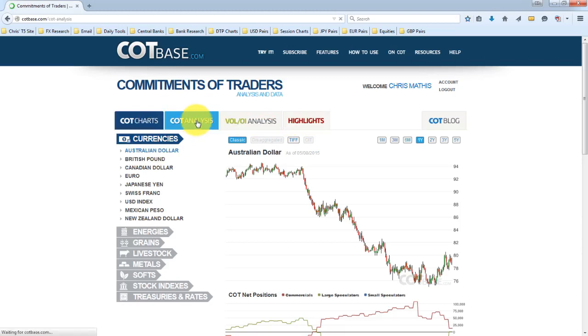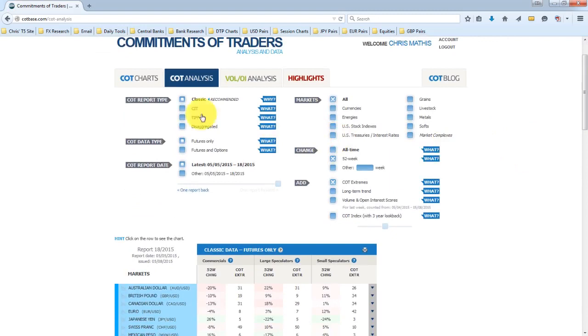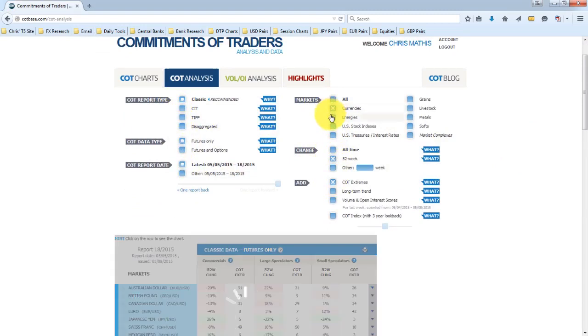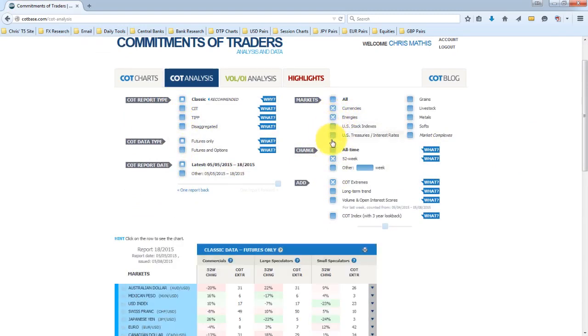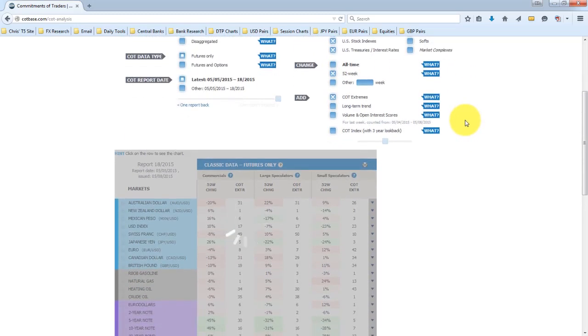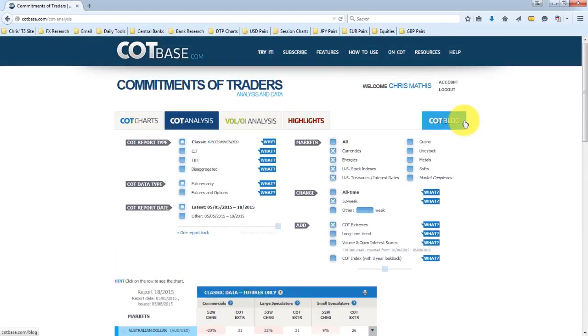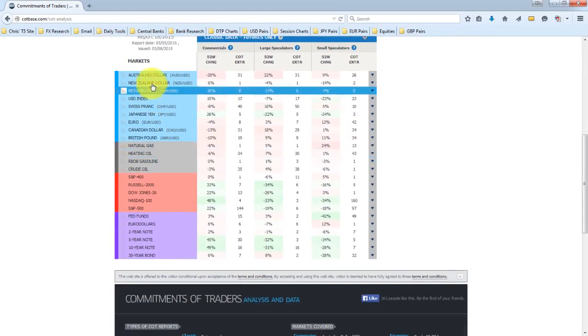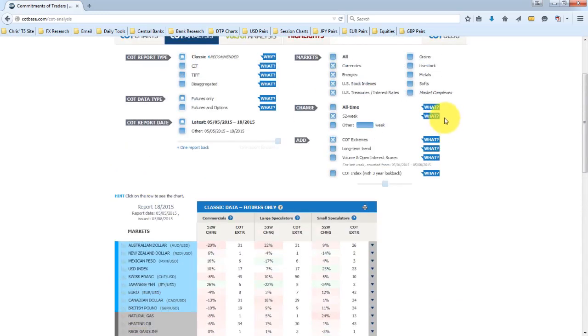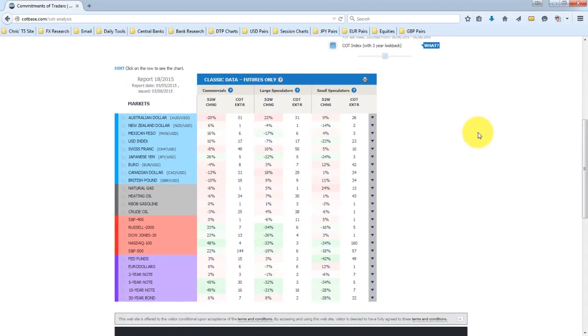right here, where you can actually go through and change these settings to see what you really want to see. You can change it from all to where you're just looking at, say, currencies and energy, U.S. Treasuries and interest rates and the stock indexes. So it breaks this down over here to where that's all you're looking at right here. And you can also change whether you're looking at the 52-week change, or if you want to customize that to where you're looking at a shorter time period or whatever you want to look at. You can look for long-term trends, COT extremes. There's just so many ways to break the data down.